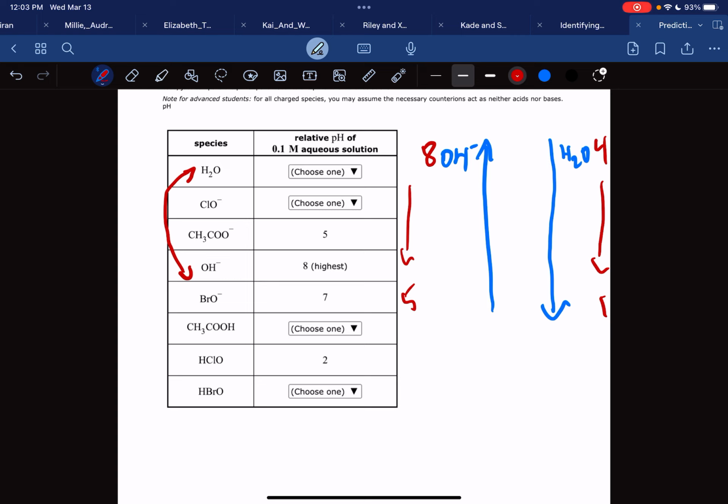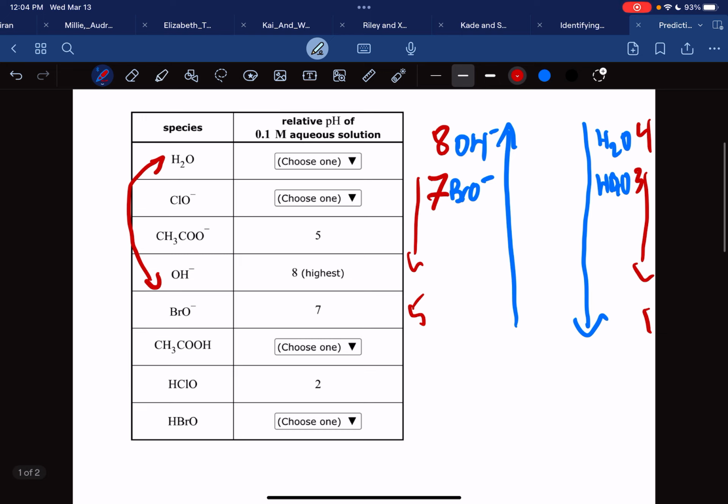Now, let's look at the next one. Here we have BrO minus, and they tell us the BrO minus is a 7. So that means its conjugate is going to have to be the next strongest acid. Remember, the weaker your acid, the stronger your conjugate base. The stronger your base, the weaker your conjugate acid. So in this case, this is a little bit weaker of a base than this is. So the conjugate, HBrO, is going to end up being a 3.